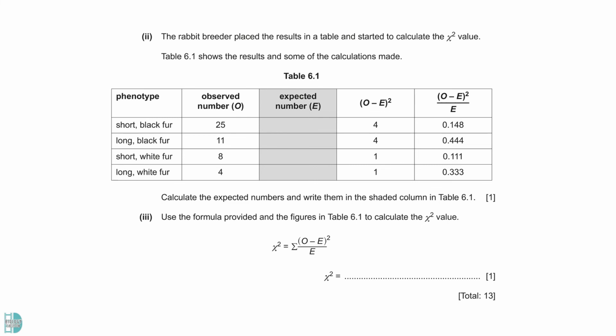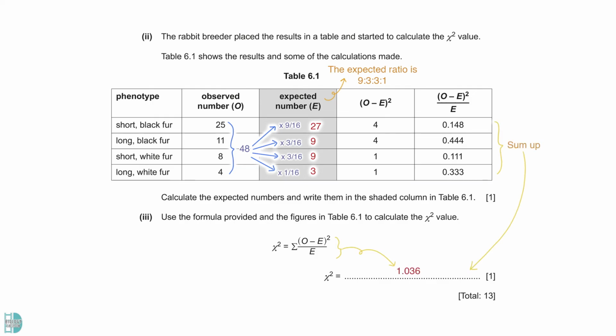Table 6.1 shows a table used to calculate the chi-square value. In the genetic diagram we constructed in B, the ratio between the phenotypes should be 9:3:3:1. 48 individuals are being produced. You can get the expected values by multiplying the probability of each phenotype with the total. To calculate the chi-square value, you have to sum up the O minus E squared over E for each category.